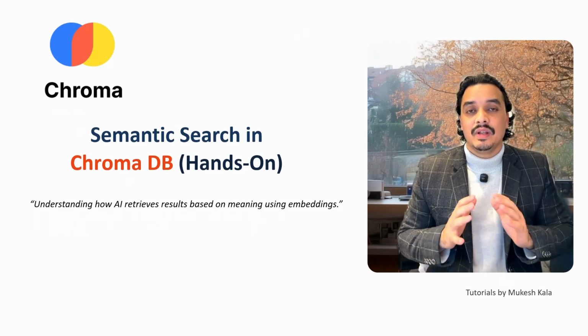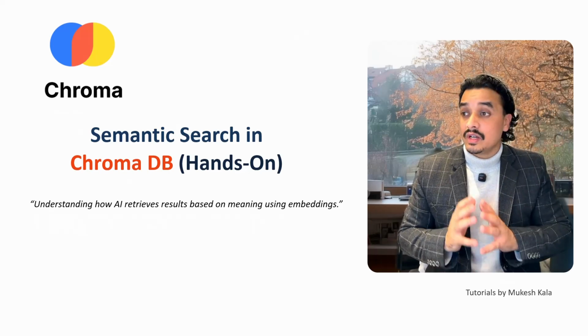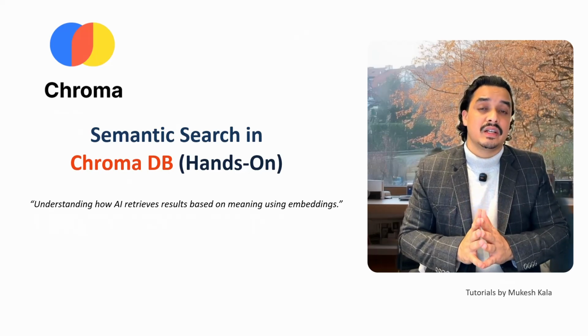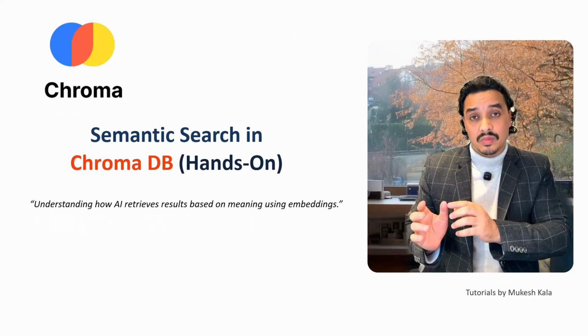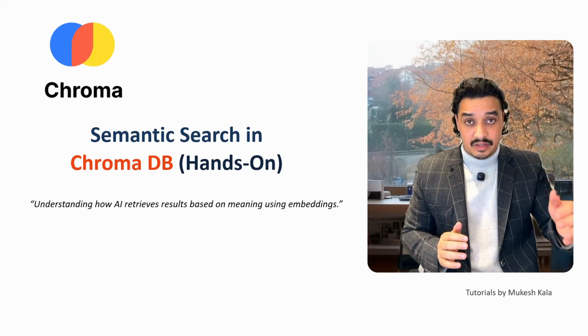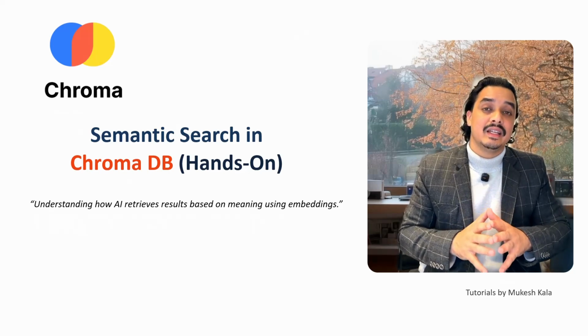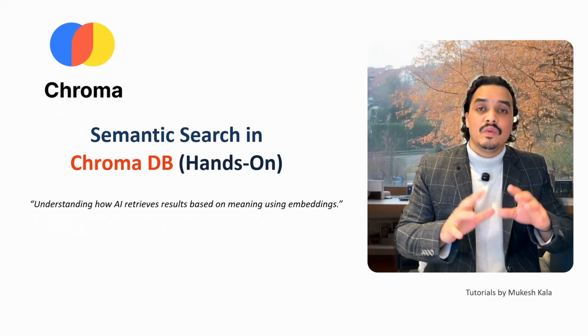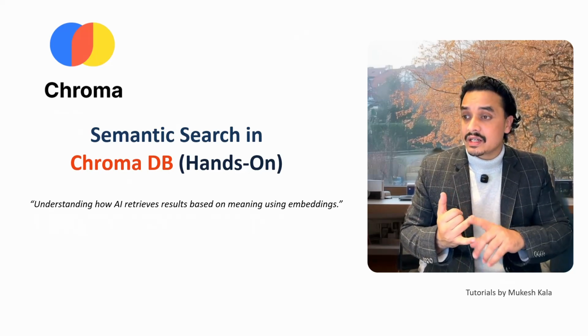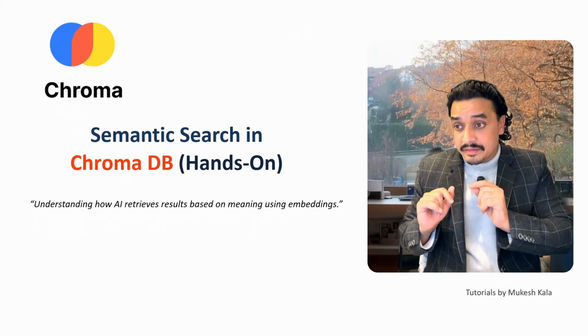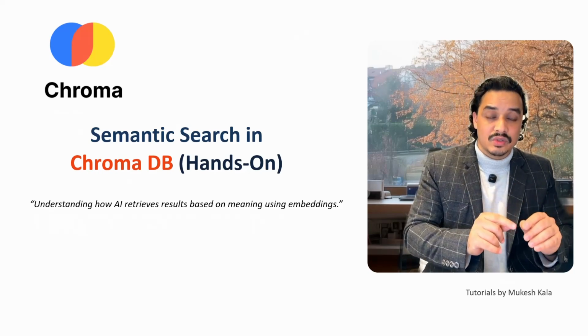Hi everyone, welcome back to the next video in the Chroma database series where we are trying to understand the vector database Chroma in a step-by-step manner. In today's video, we are going to understand what exactly semantic search is, and the overall objective is to understand how AI retrieves results based on meaning using embeddings.